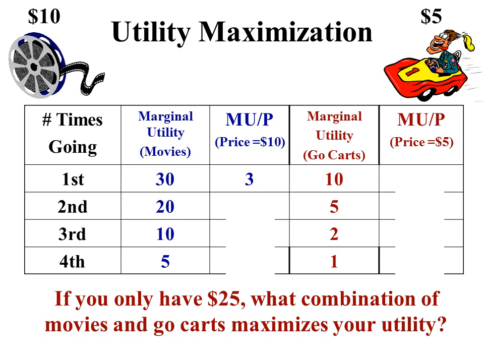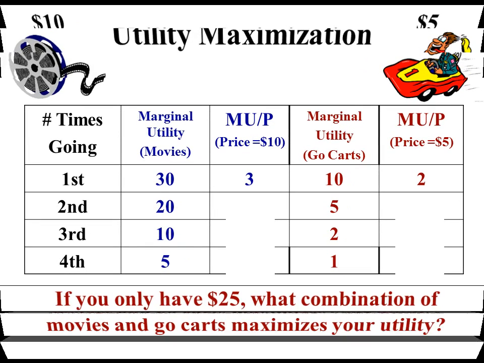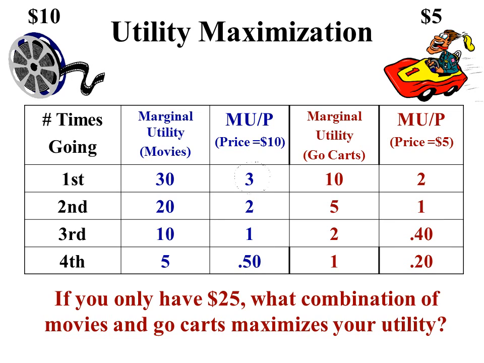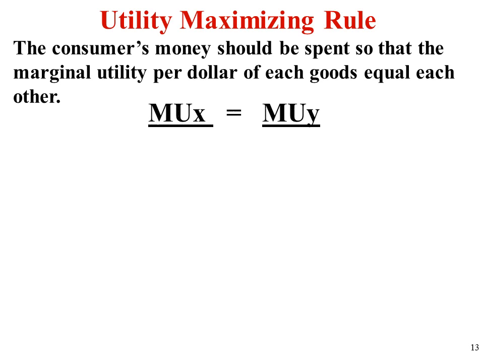Well, marginal utility divided by price is 3. What you're going to do is try to get the MU over P for movies to equal the MU over P for go-karts. When they do, that's the number of times you're going to go to those particular goods. So the second time at the movies will give you 2. The first time going go-karting will give you 1. So you go back to that utility maximization rule: the consumer's money should be spent so that the marginal utility per dollar of each good equals each other.